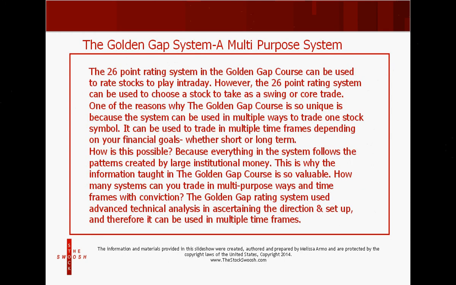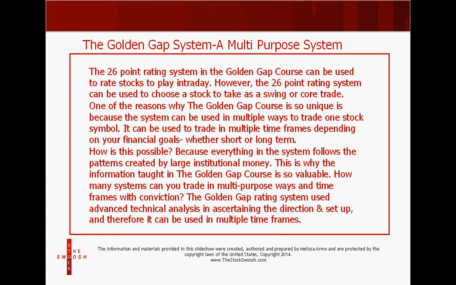So the 26-point rating system is a multi-purpose system. Multi-purpose, okay? It can be used to rate stocks to play intraday. However, it can also be used to take swing or core trades in stocks. And as I said earlier, some people have taken my class and used it already for options. And someone's going to do it for futures, I'm sure, at some point. One of the reasons the Golden Gap course is so unique is that the system can be used in multiple ways to trade one stock symbol, meaning you can take it on the day or you can hold it.